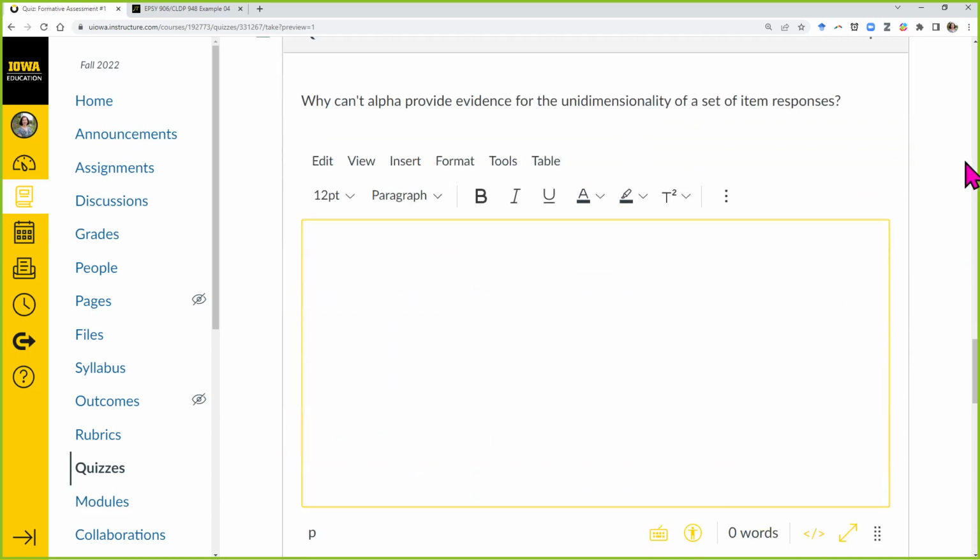And why does alpha have to assume unidimensionality? What's not part of the formula that matters? Correlation? Covariance? Average correlation is in there.